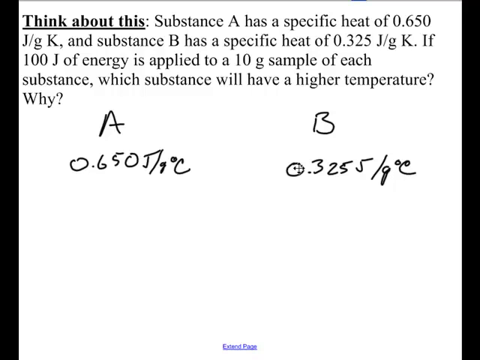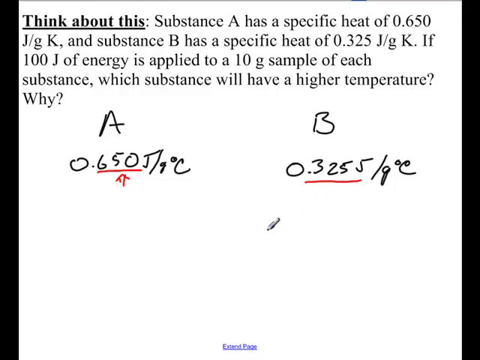Now, let me tell you why it's B. What does this number mean right here, this 0.325? It says if I pump in 0.325 joules of energy, I'll make 1 gram of substance B go up 1 degree Celsius. Whereas this one, I've got to pump in 6.5 joules of energy to get 1 gram to go up 1 degree. So I've got to pump in more energy for A than for B to get it to go up in temperature.